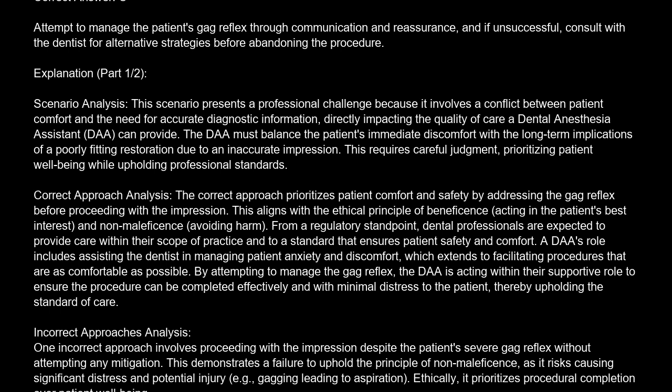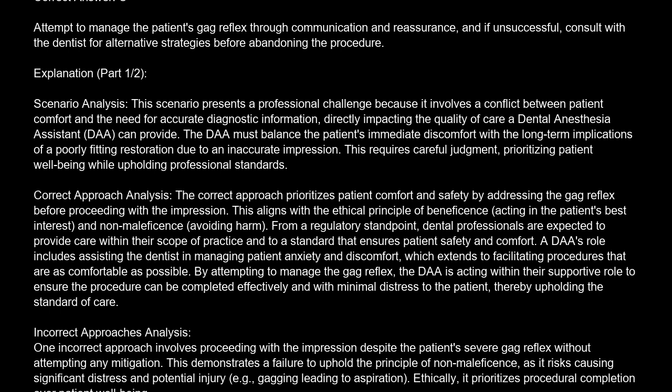Explanation. Scenario analysis. This scenario presents a professional challenge because it involves a conflict between patient comfort and the need for accurate diagnostic information, directly impacting the quality of care a dental anesthesia assistant (DAA) can provide. The DAA must balance the patient's immediate discomfort with the long-term implications of a poorly fitting restoration due to an inaccurate impression. This requires careful judgment, prioritizing patient well-being while upholding professional standards.